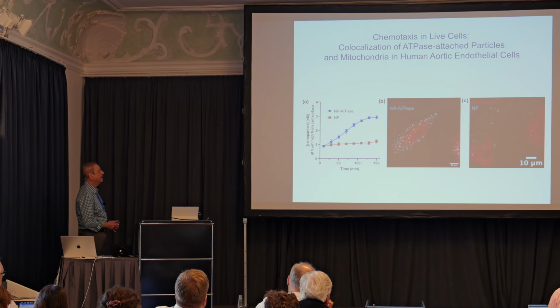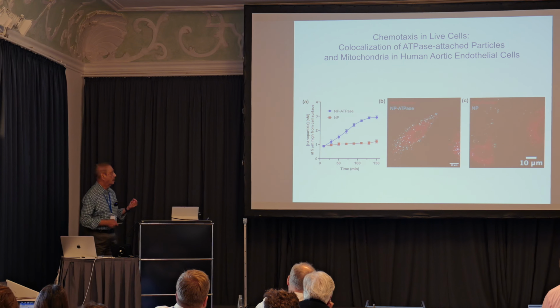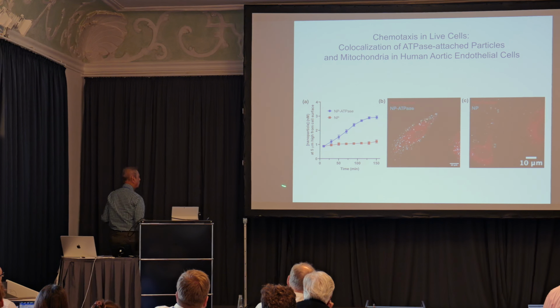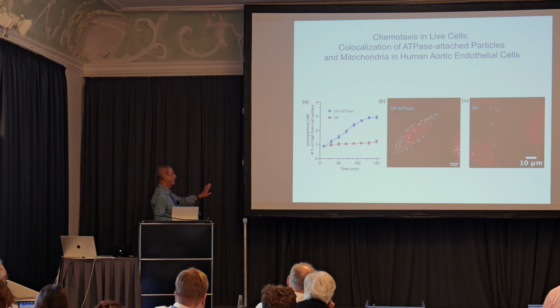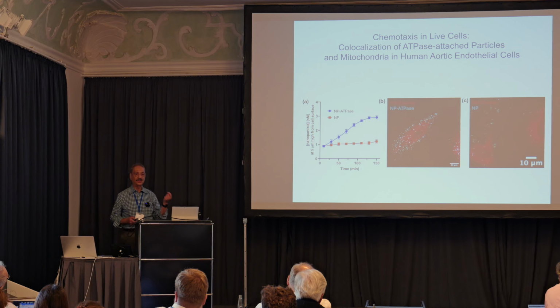Then you put them outside the cell, and we use human endothelial cells. What this shows, the NP ATPase are the particles functionalized with ATPase, and these others are not functionalized with ATPase, or they're functionalized with ATPase which we have killed. This is just outside the cell, at a height of 5 microns from above the cell. And you can see that the ATPase particles, this is the blue, start to collect near this cell.